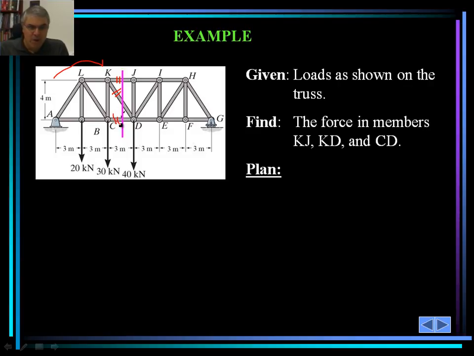Now, what if, on top of KJ, KD, and CD, I would like to find another member, another force in a member, for example, IH. In that case, of course, more than one cut needs to be made.